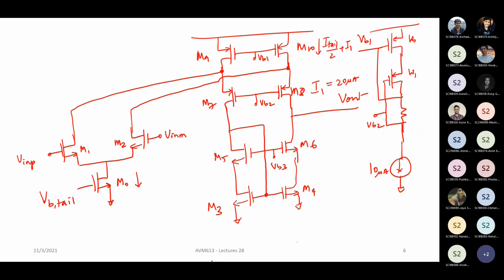Let's say I tail is now again 20 microampere. So this will be basically 10 plus 20, 30 microampere, right? So here you will have a multiplication ratio of 3. Here you'll have a multiplication ratio of 2. Okay. So this is the way that you will design the bias circuit for this transistor.